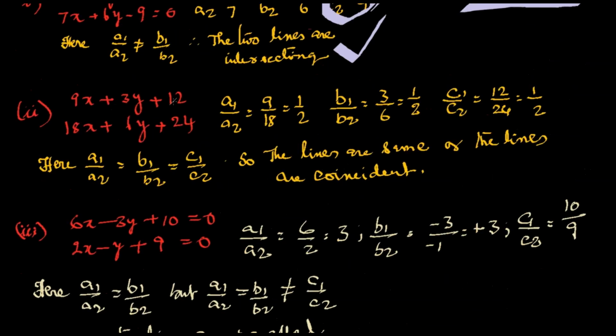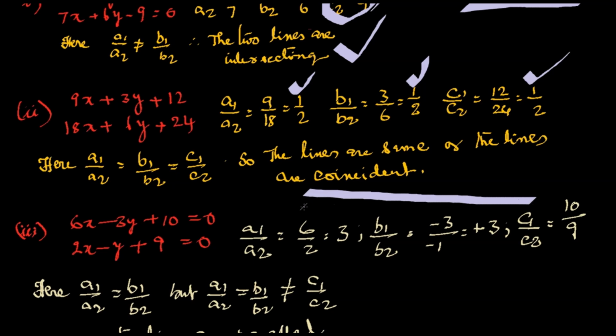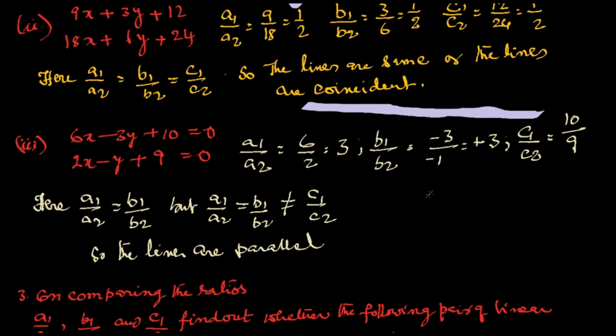9x plus 3y plus 12, 18x plus 6y plus 12, 24. Here you see a1 by a2 is half, b1 by b2 is also half. Now the question comes, c1 by c2. c1 by c2 is equal to half. In such a case, they are coincident, same lines. Coincident means they are the same lines, one line lying over the other.